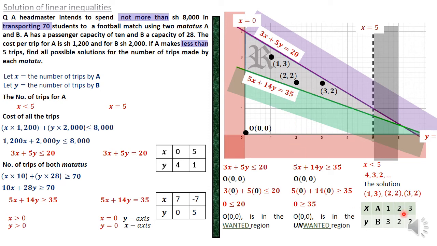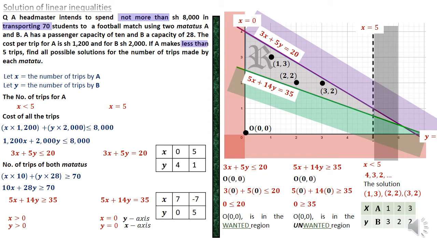They are represented there. It means, therefore, this headmaster can only have either one trip of type A and 3 trips of type B, or both type A and B just having 2 trips, or having 3 trips for type A and 2 trips for type B. Those are the only solutions that the person has within his choice, and not any other. And therefore, that answers the question. All possible solutions, there are those 3 combinations you can choose from.